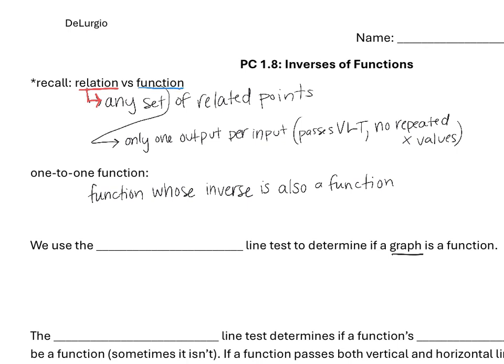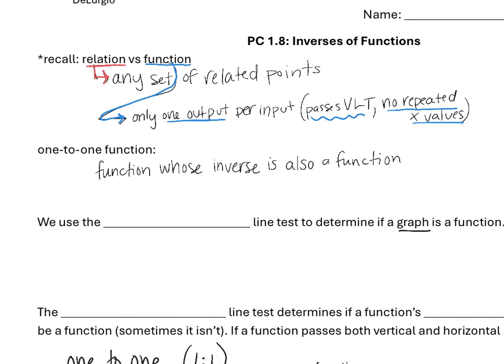But a function is a specific rule. It has rules regarding what can be a function. So a function has one output per input. And the way that we look for this is it has to pass the VLT. And if we're looking at a table or ordered pairs, it cannot have any repeated values.